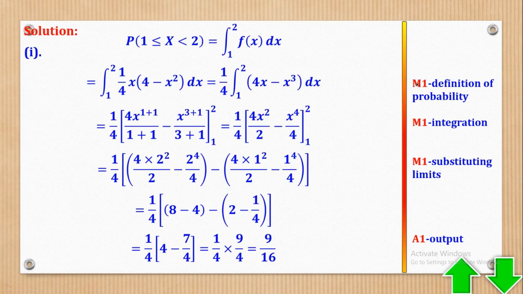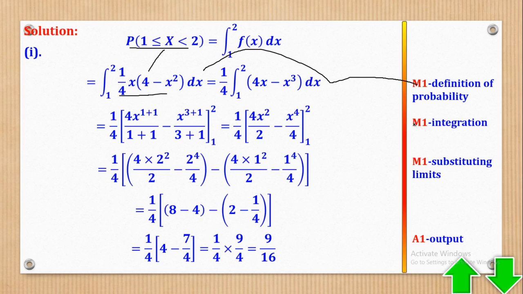So M1 for the definition of probability. For you to substitute this, it's at that point where you show that this probability is equal to the integral from 1 to 2 of this given function. That's why you can get that M1.